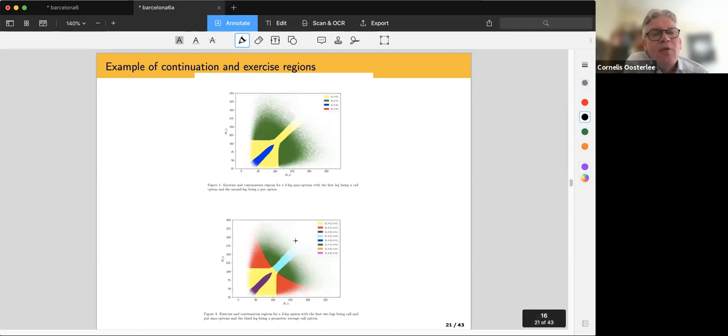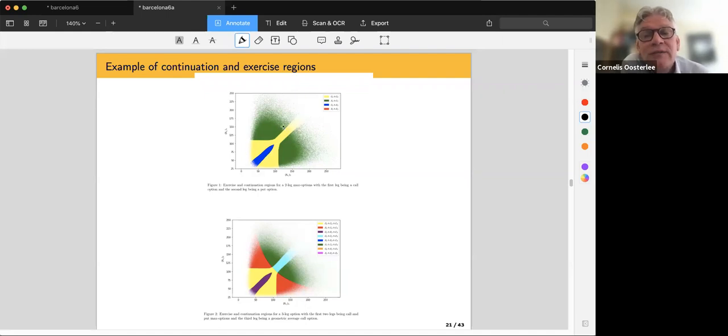This is an example of continuation and exercise regions. Let's look carefully. These are two max options. The first one is a call and the second one is a put. And these would be, for example, some regions. This is the region where we have continuation of option 1 and continuation of option 2.